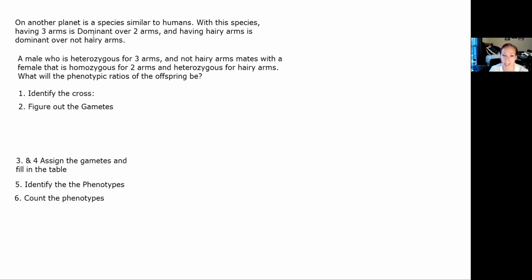On another planet is a species similar to humans, and with this species, having 3 arms is dominant over 2 arms, and having hairy arms is dominant over not hairy arms. So what I like to do in this scenario is come up with the genotypes. I'm going to write this in blue: 3 arms can be a capital T, and a lowercase t can equal 2 arms.